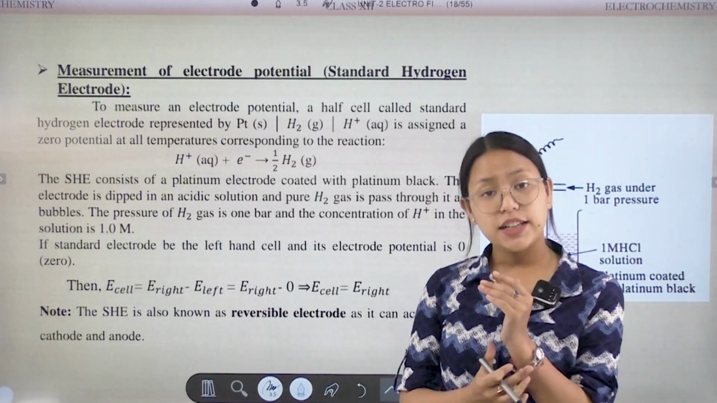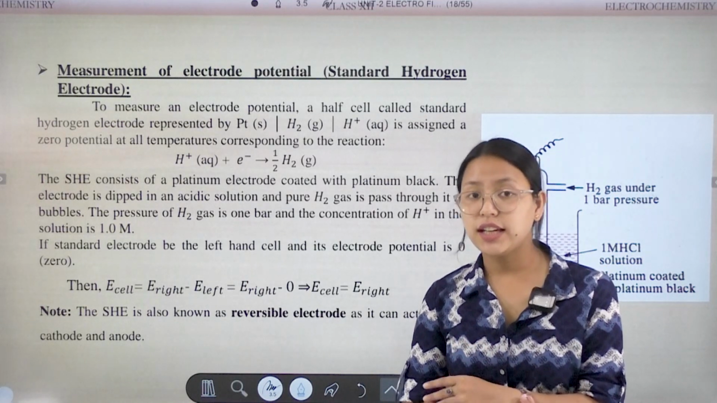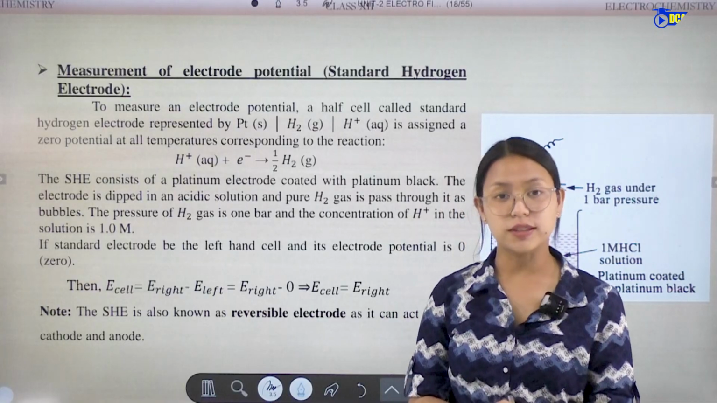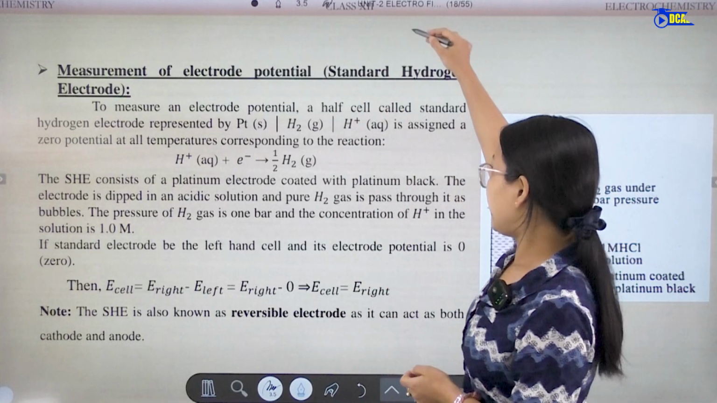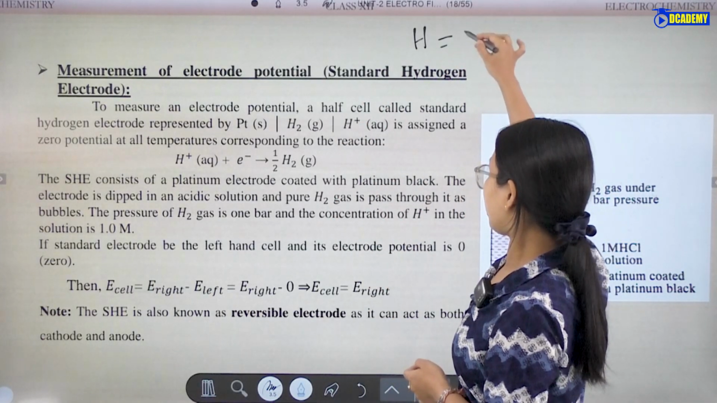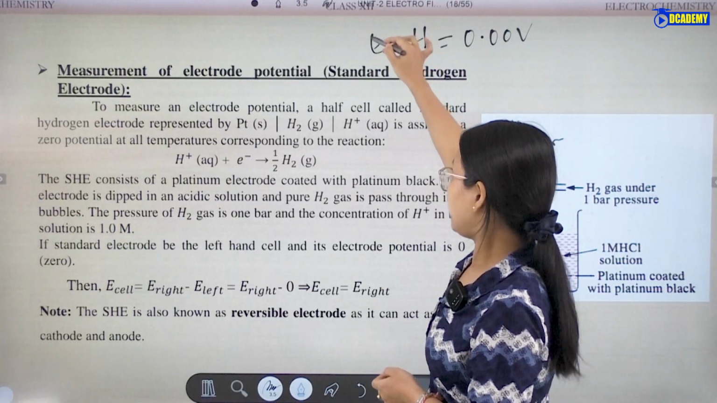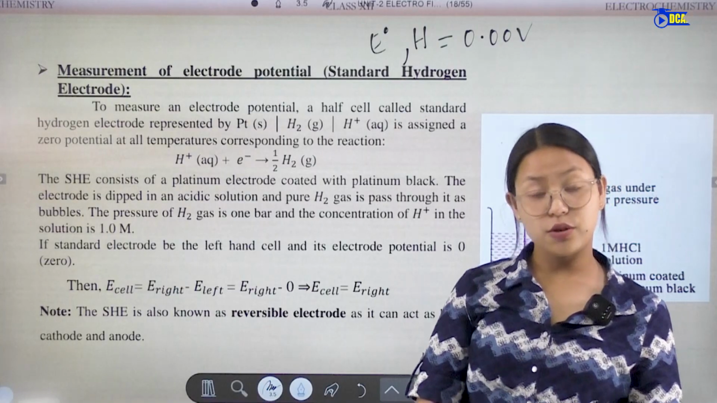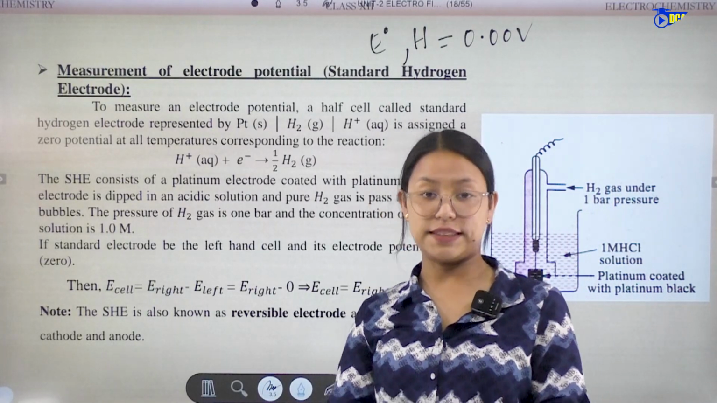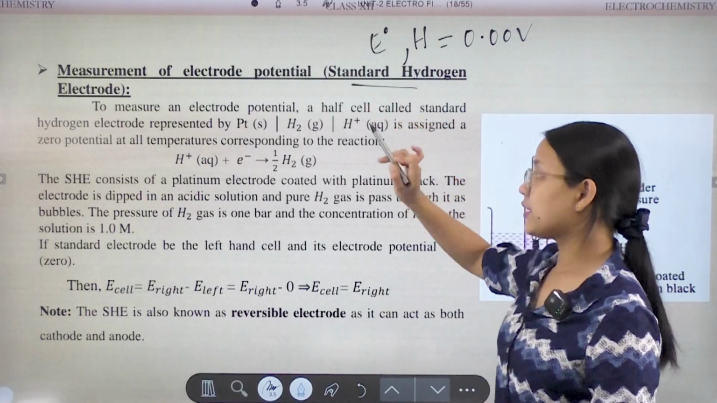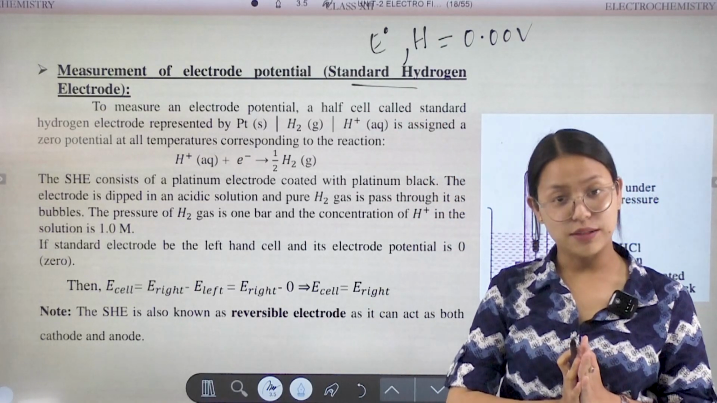Now let's come here. In the electrochemical series, the hydrogen half cell has 0.00 volt. The E° cell is 0.00 volt. What do we mean by standard hydrogen electrode?